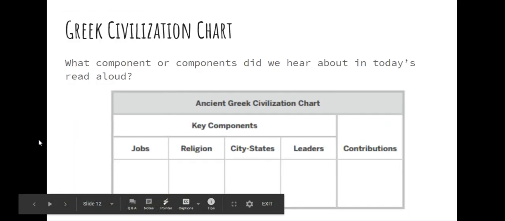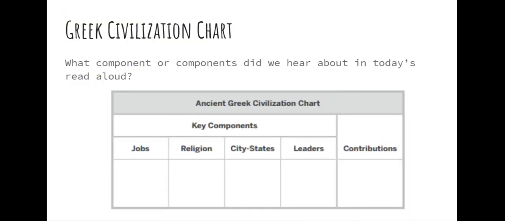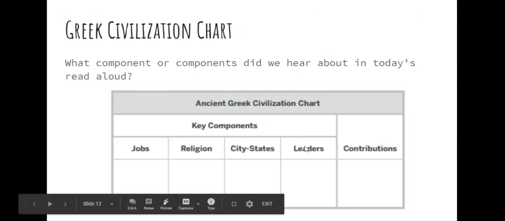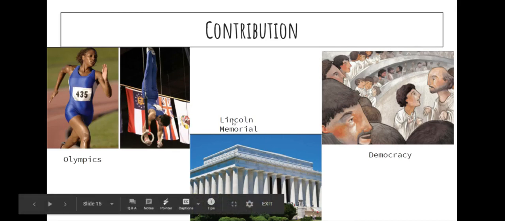So again, a religion that we're adding to our chart is the Parthenon. Okay, next on our chart, we're going to add a leader. And remember, that leader was Pericles. He was one of the people that spoke up about starting a democracy, and he's an important leader in that. He was one of the leaders that the people voted in, which is amazing. So right now we've talked about religion. We've talked about our leaders. Anyone know what the last thing we have to talk about is? That's right, we have to talk about our contributions. And that contribution would be democracy and the Lincoln Memorial.